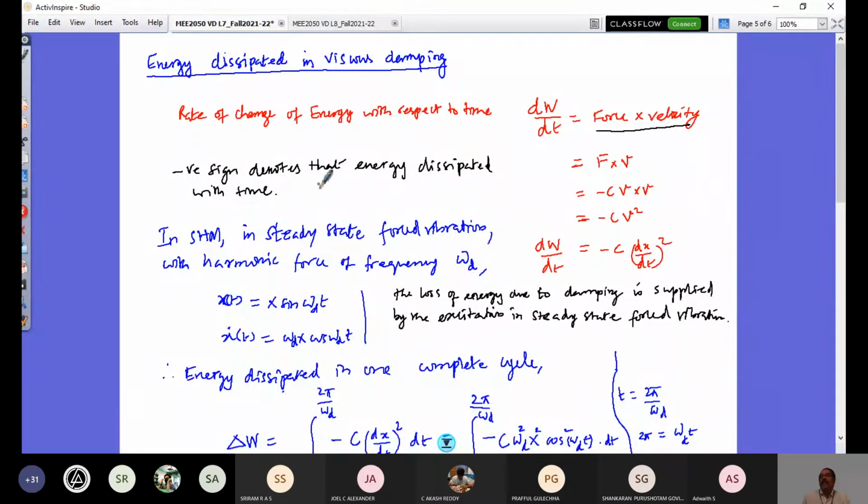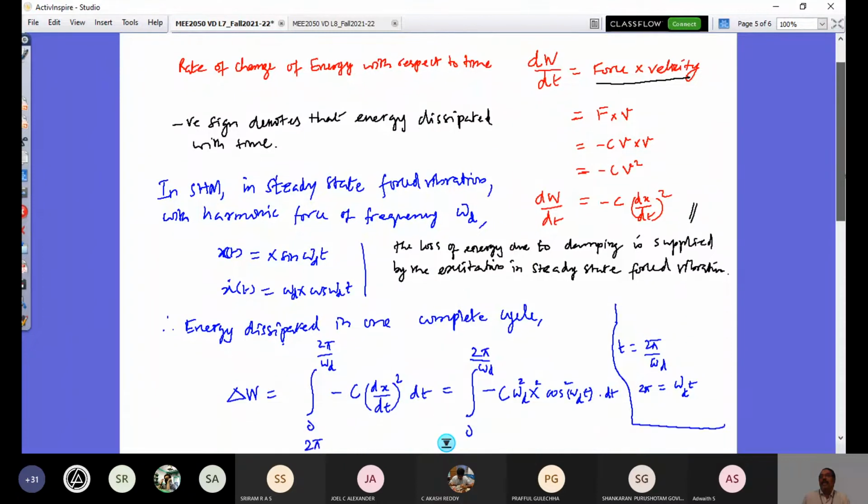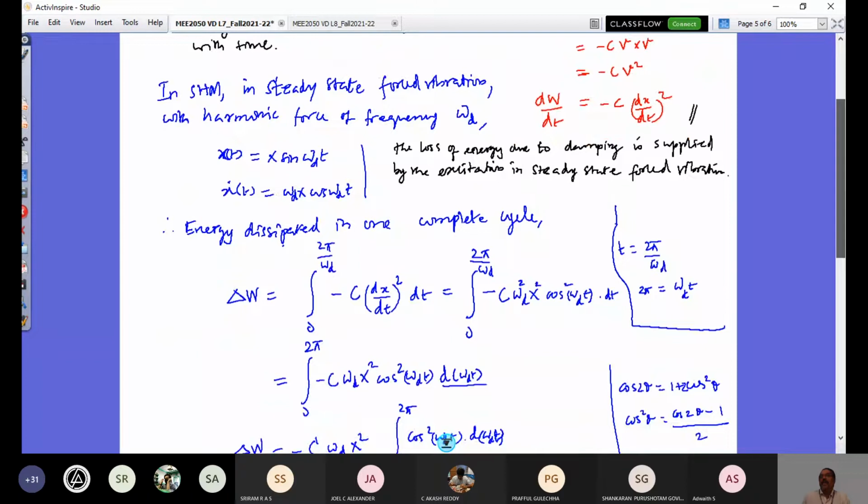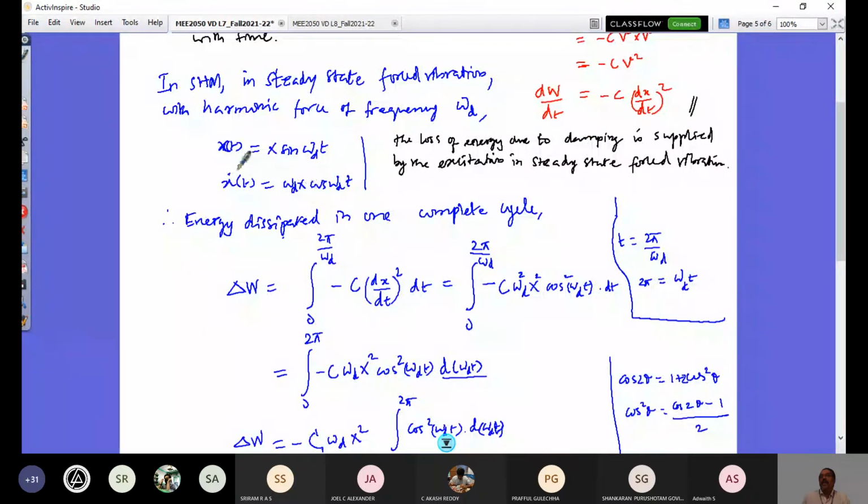That would help me further to find out. So in a simple harmonic motion, x of t is x sine omega d t. So this can be considered as a solution, any harmonic function. And you may ask how can we have energy dissipated when a damped free vibration stops. In forced vibration only can you make the vibration continue with the excitation frequency. In such cases, with the excitation frequency omega d, the loss of energy due to damping is supplied by the excitation in steady state forced vibration. We are going to understand all this as we look at forced vibration.